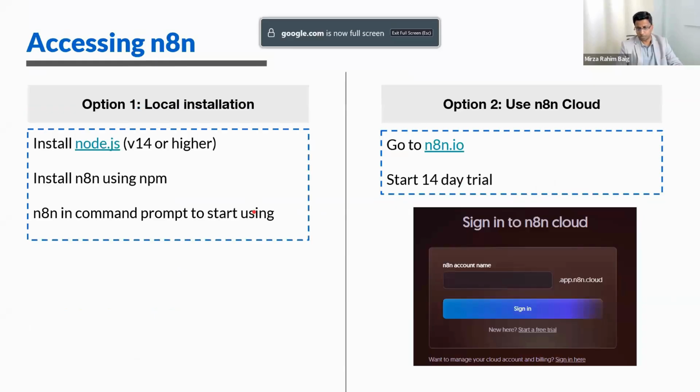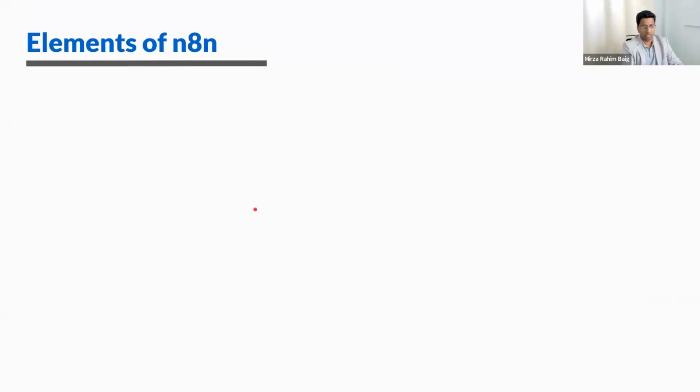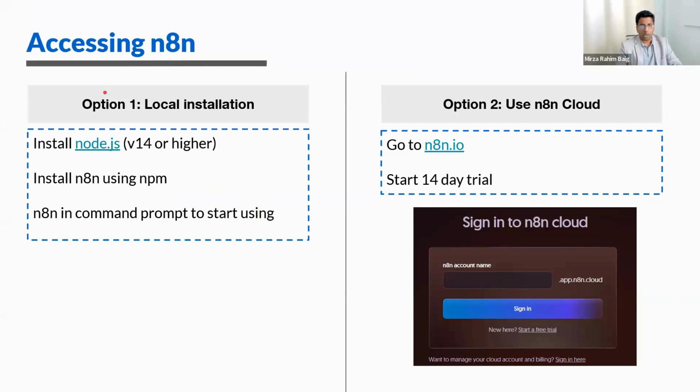Accessing n8n, there are two options, and this is what people in the chat were talking about. One option is local installation, where you have to install Node.js, then install n8n using npm, and here you may encounter some issues installing Node.js. The other option, especially if you are a beginner, is to simply use n8n Cloud.